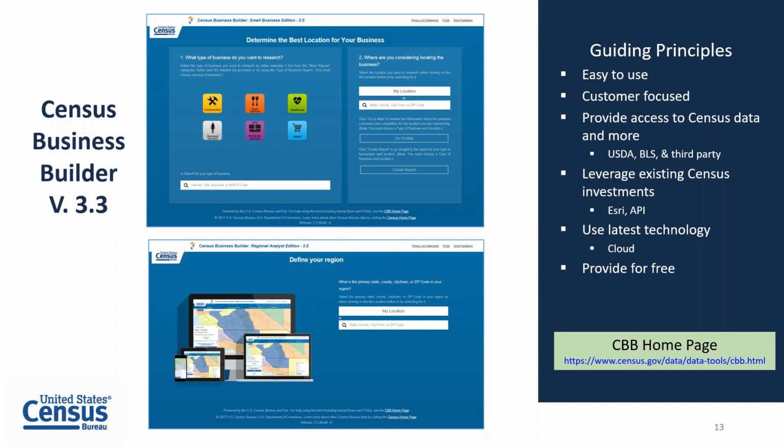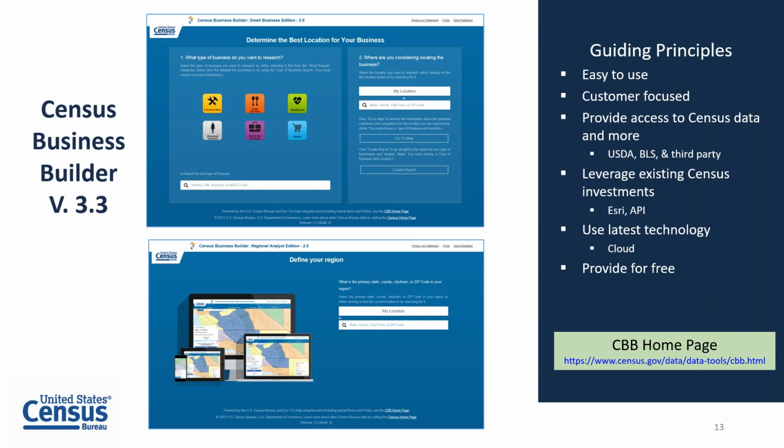Again, I'm not going to have a chance today to do a demo of these two, but I did want to tell you that there are actually two editions of Census Business Builder. At the top of the slide is what we call our Small Business Edition. This version was created specifically for entrepreneurs and small business owners. It allows them to choose the type of business that they want to research, the geography that they want to research, and it then presents about 180 different statistics from across the Census Bureau, across the federal government, and even some third-party data for them to use to make the decision, is this a good place for me to open the restaurant that I'm considering opening?